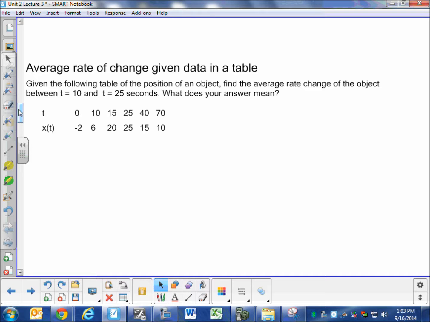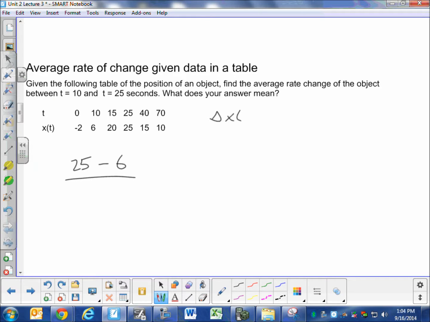So if I want to find the average rate of change of the position of the object between 10 and 25 seconds, what do I do? Yes, it would actually be the position over the time, so it'd be 25 minus 6 over 25 minus 10. So I kind of confused you. We're going to do the change in your position over the change in your time when we're talking about this interval from 10 to 25. That's how you find the average rate of change. You find the slope.